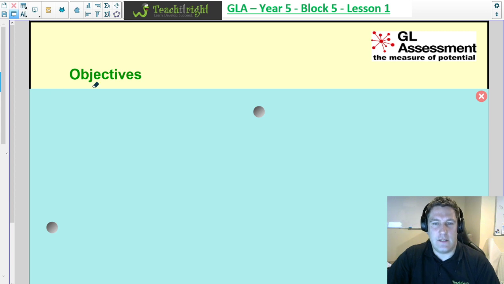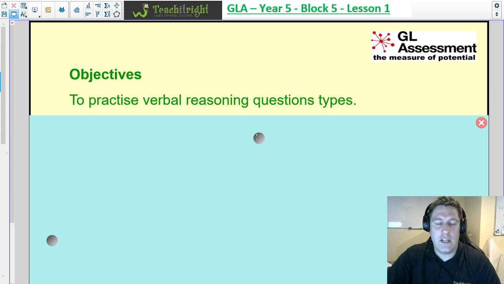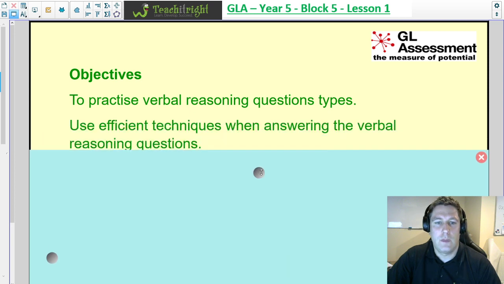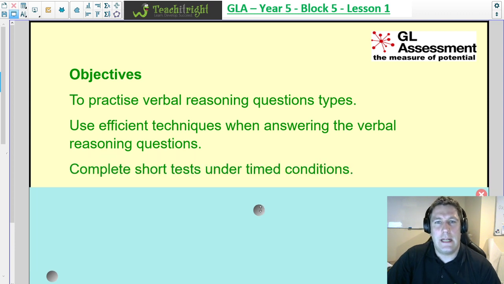The lesson objectives. The first objective is to practice verbal reasoning question types. We're then going to look at the efficient techniques that you're going to need when answering verbal reasoning. And the key word here, of course, is efficient, that we're looking at how we're managing our time, and time management is going to be a key component to Block 5. You're also going to be completing some short tests under time conditions. And what we would recommend is when you pause the video, do consider how long you're taking, and we'll talk you through that as we go through the lesson.